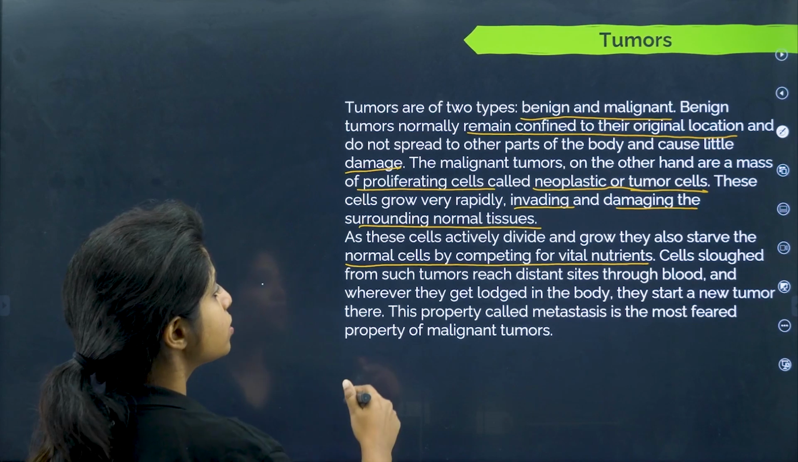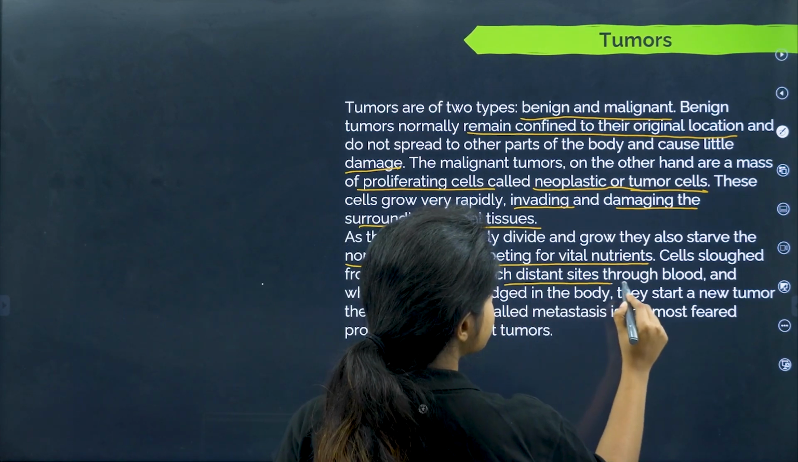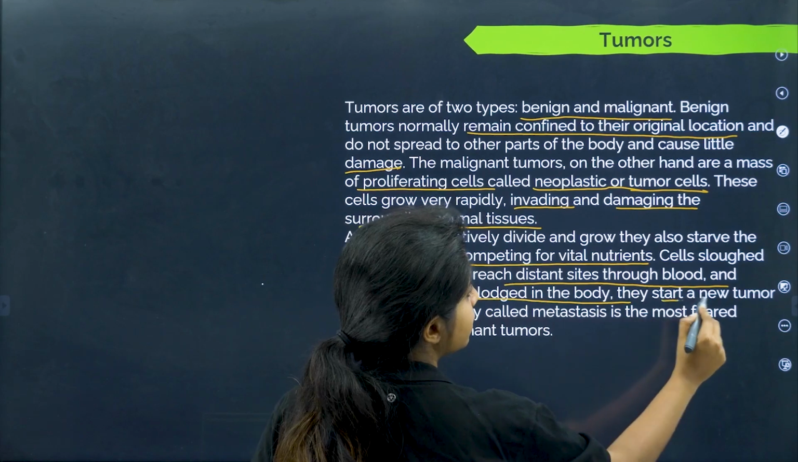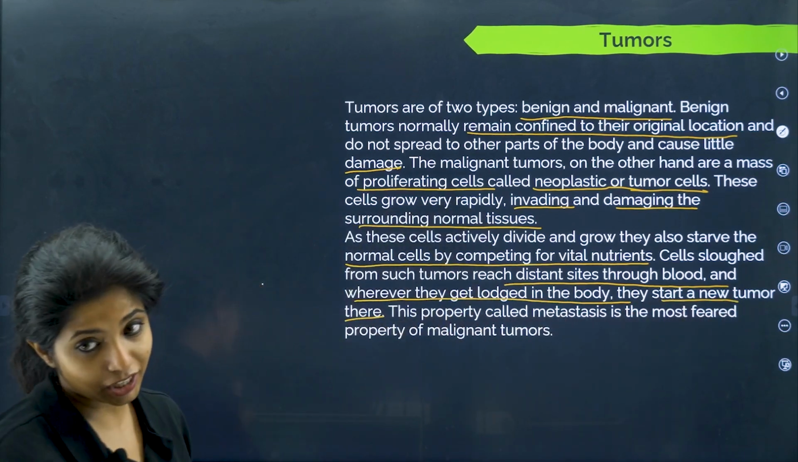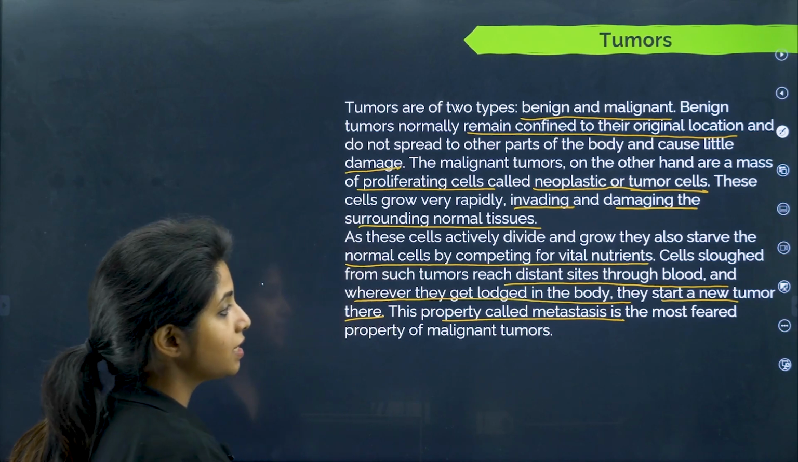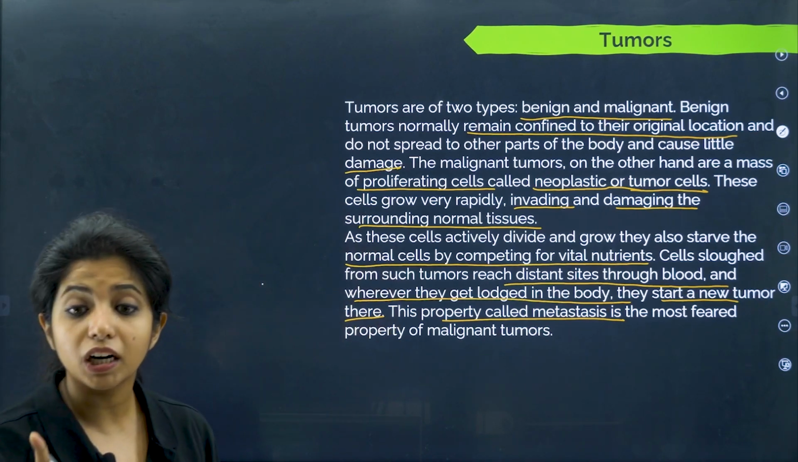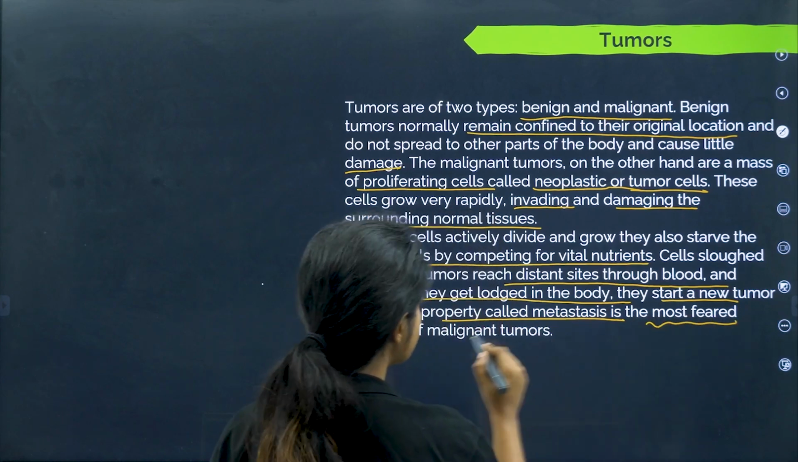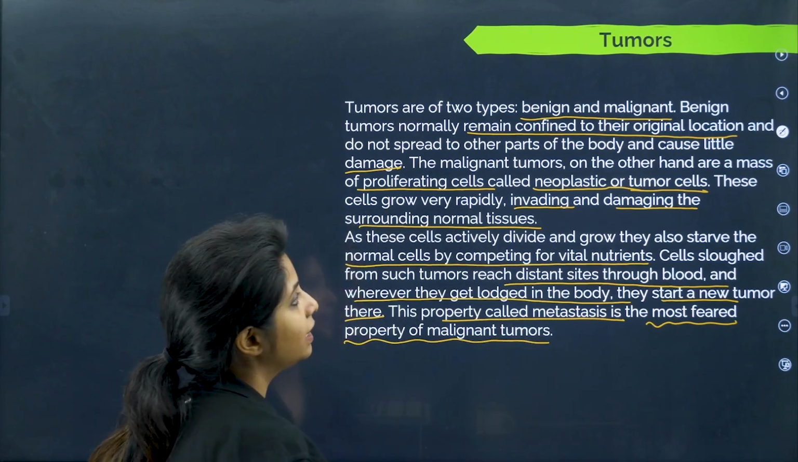Cells sloughed off from such tumors reach distant sites through blood, and wherever they get lodged in the body, they start a new tumor there. I told you. And what do you call this process? This property is known as metastasis, and it is the most feared property of malignant tumors. Please remember it. It is what? The most feared property of malignant tumors.